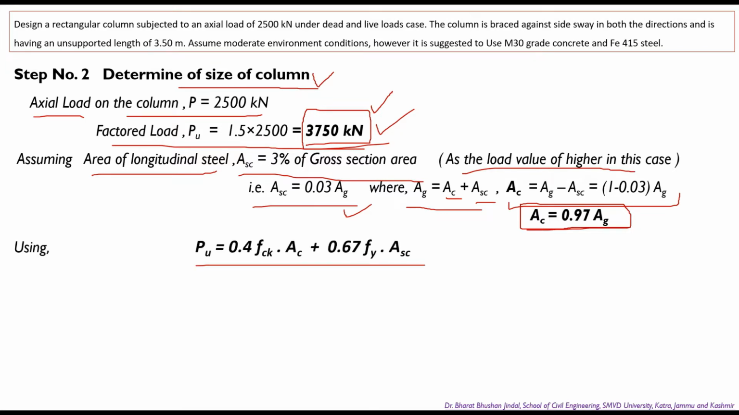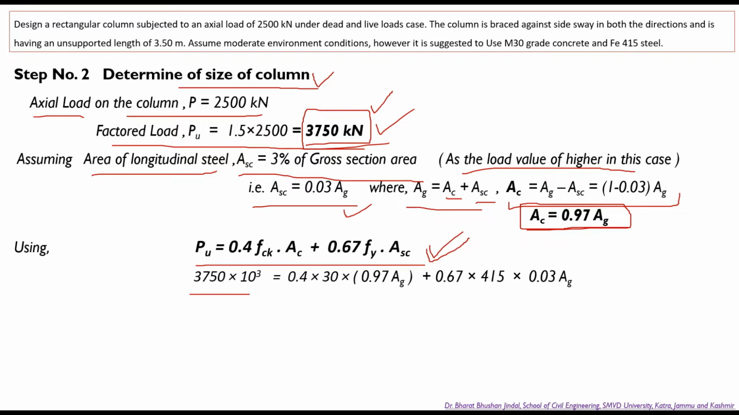So by using the same formula, because it is a short type of column supported from all sides, we are just assuming that it is a short column. Later on we will check whether it comes under the classification of short column or long column. If it is not, meaning our assumption is not correct, then we can change the design parameters. So here we have to put in all the details which are available.